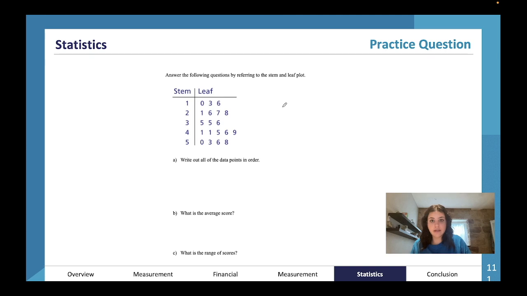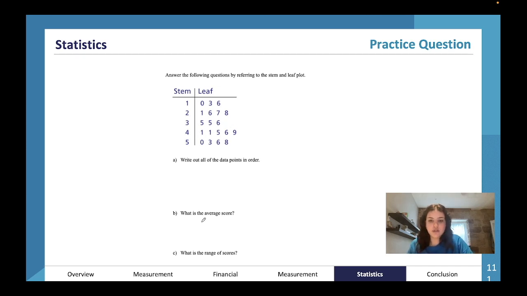So 10 plus 13 plus 16 plus 21 plus 26 plus 27 plus 28. Missed a 2 there. Plus 35 plus 35 plus 36. Takes me a second. Hang on, guys. Plus 41 plus 41 plus 45 plus 46 plus 49 plus 50 plus 53 plus 56 plus 58. Now, how many data points we have? 1, 2, 3, 4, 5, 6, 7, 8, 9, 10, 11, 12, 13, 14, 15, 16, 17, 18, 19.